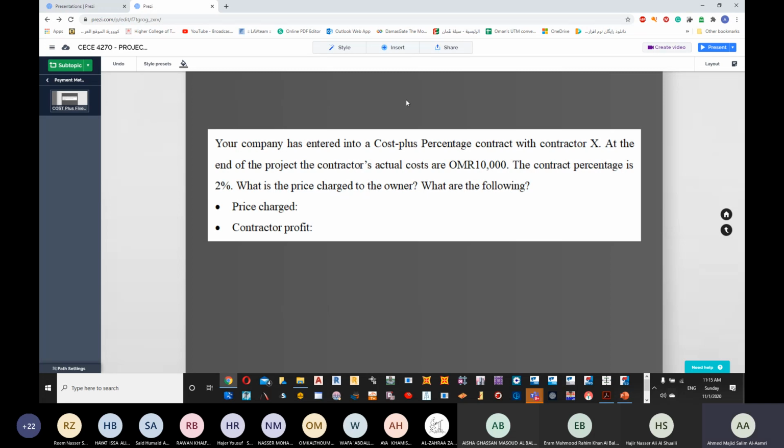Now, if the project cost increases from 10,000 to 1 million, will the profit of the contractor increase? You will see that the profit is going to increase, right? Now, in this scenario, the contractor will try to increase the time, or he will try to finish as soon as possible.